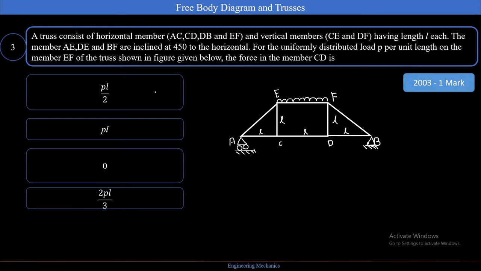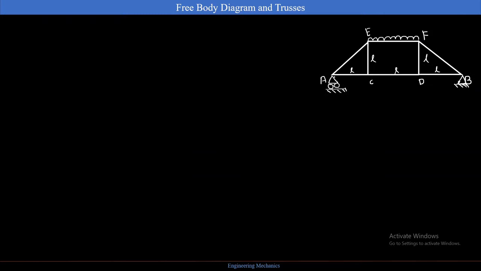Okay, let's solve this interesting sum, the third one. A truss consists of a horizontal member AC, CD, DB, EF. EF is loaded with a uniformly distributed load, and the load is P, which is given in the question. That is P per unit length. Let's see how to solve this question.